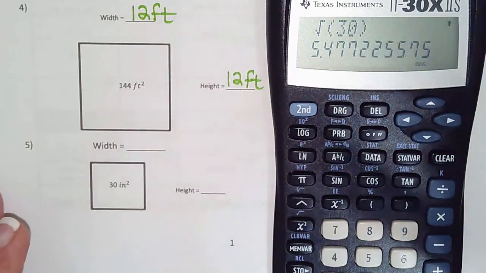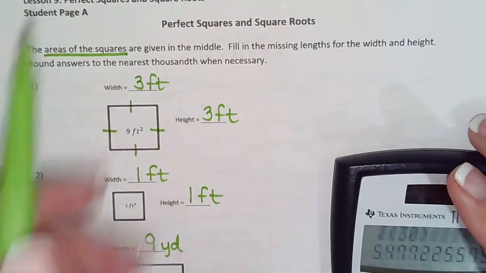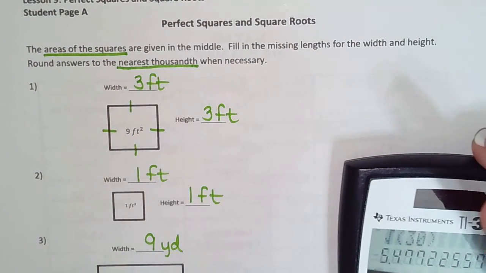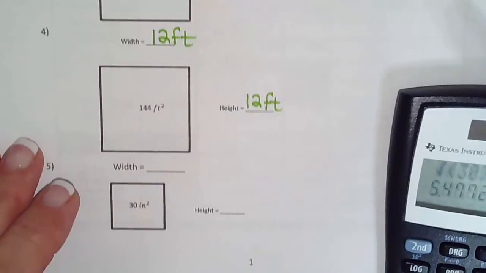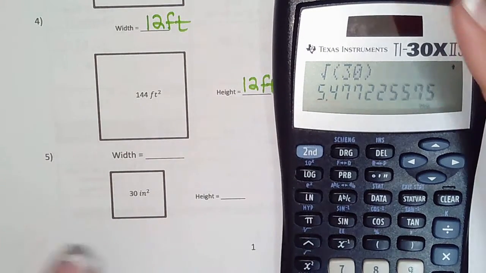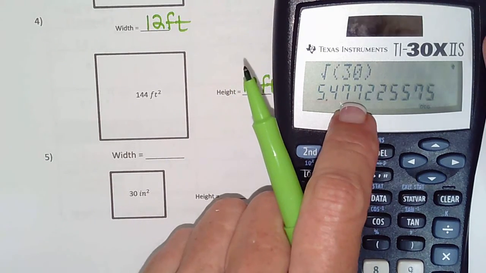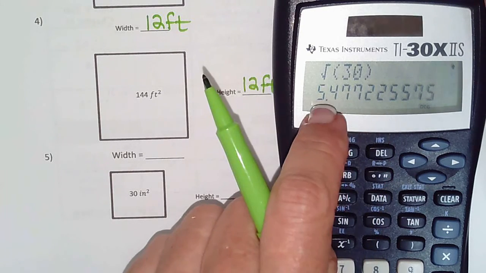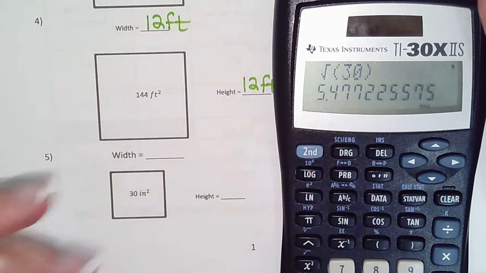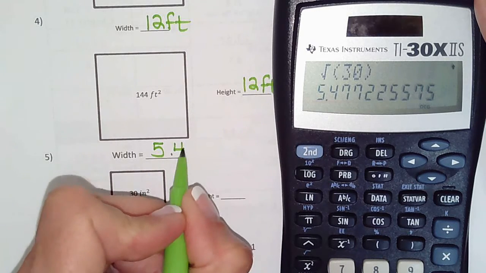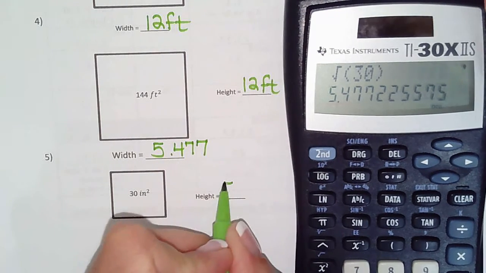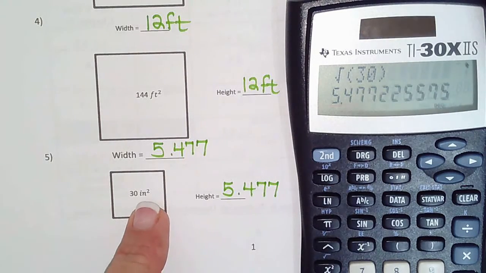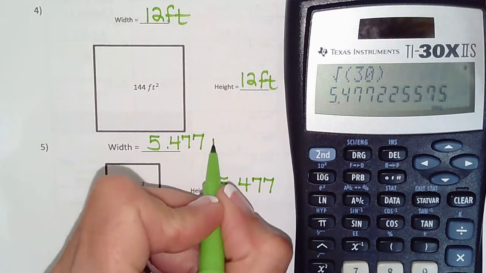And the directions say round to the nearest thousandth. So it goes after the decimal place, tenths, hundredths, thousandths. So that's asking us for 3 decimal places. So tenths, hundredths, thousandths, and we say 7 followed by a 2, stay 7. So this would be 5.477. And since it's a square, we know this one also has to be 5.477 because the square has equal sides. And this one is inches squared, so it would be inches.